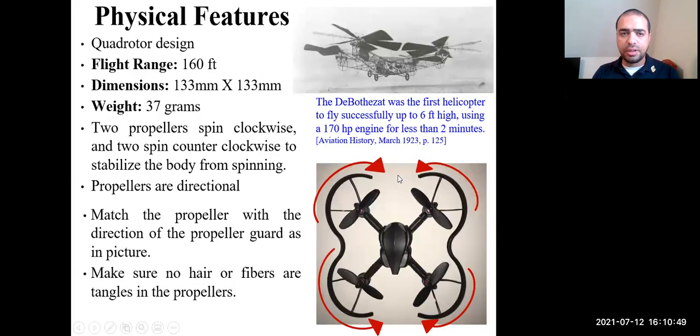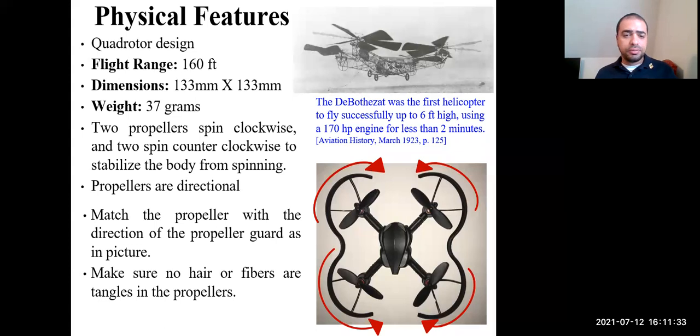Now let's talk about the drone, the CoDrone. Let's talk about the physical features. It has the quad rotor design. As you see here, this is a simple design. It's usually used for small size drones like this. You use quad rotors because it's very stable. Flight range is 160 feet. The dimensions are 133 millimeters by 133 millimeters, and it has a weight of 37 grams.